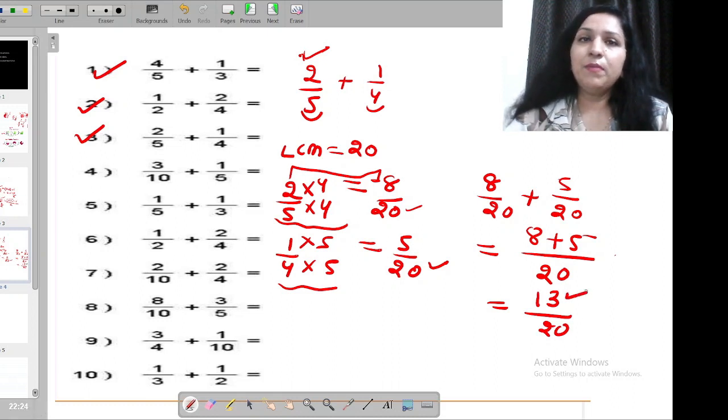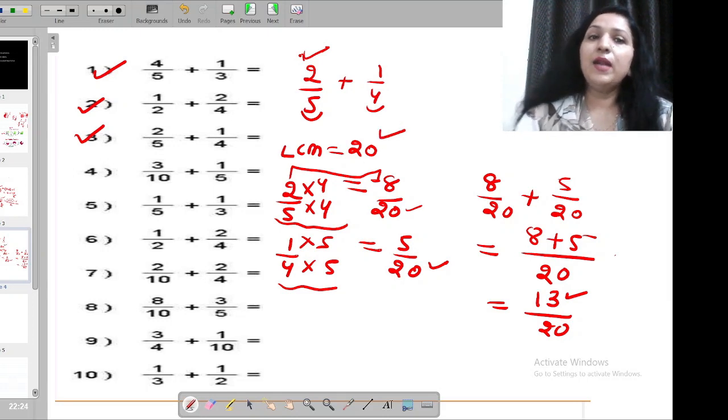13 is a prime number which does not come in any table. So we do not have any number in whose table 13 and 20 both come. So you do not have any common factor. So that's your final answer, right? Now the most important thing is finding the LCM and doing the rest of the parts so that you are confident enough in solving these kinds of questions.